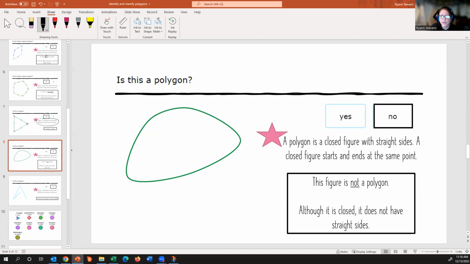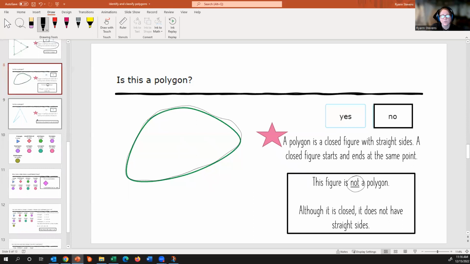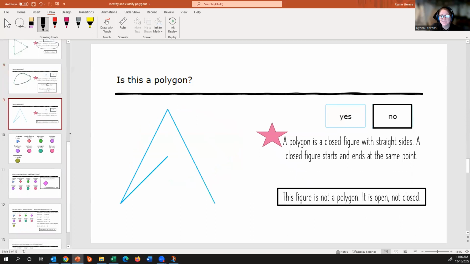However, when we trace around this figure, you can see there's a lot of curves, which means that the sides are not straight. And so in this case, this is not a polygon. Okay, and then is this one a polygon?